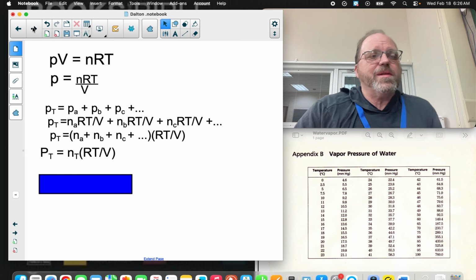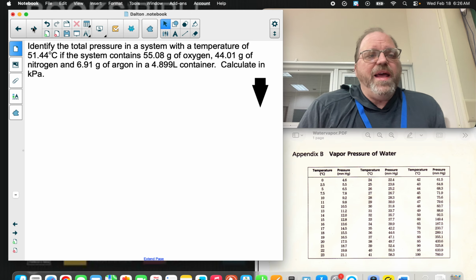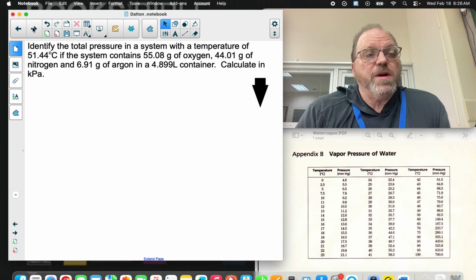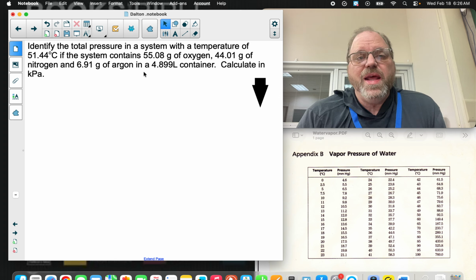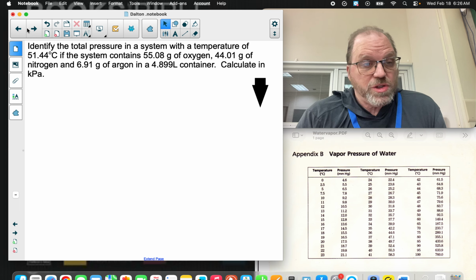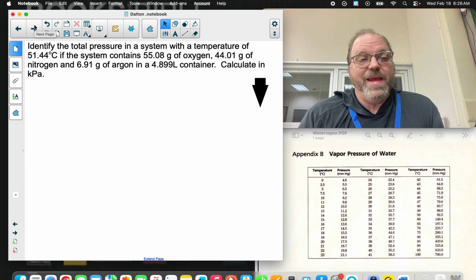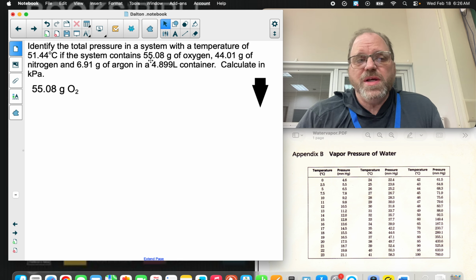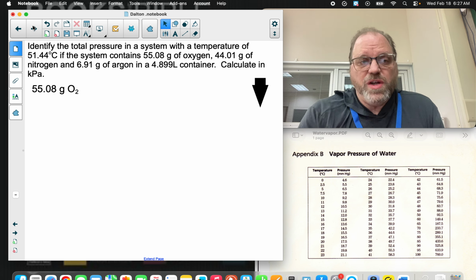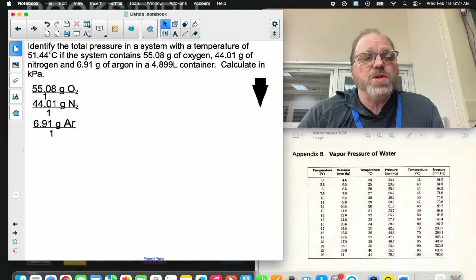So let's do a problem here. Let's identify the total pressure in a system with a temperature of 51.44 degrees Celsius. The system contains 55.08 grams of oxygen, 44.01 grams of nitrogen, and 6.91 grams of argon in a 4.899 liter container. This is going to be very high pressure, calculated in kPa. All right, so we start with oxygen, and then we have nitrogen and argon for the problem as well. Put all those over one.